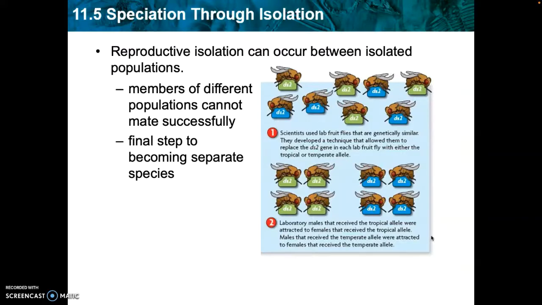The thing that is common between both types of speciation is the idea of reproductive isolation. You must have reproductive isolation in order to have speciation. You have to have all gene flow stop between the two populations, and they have to be completely isolated in order to turn into two different species.